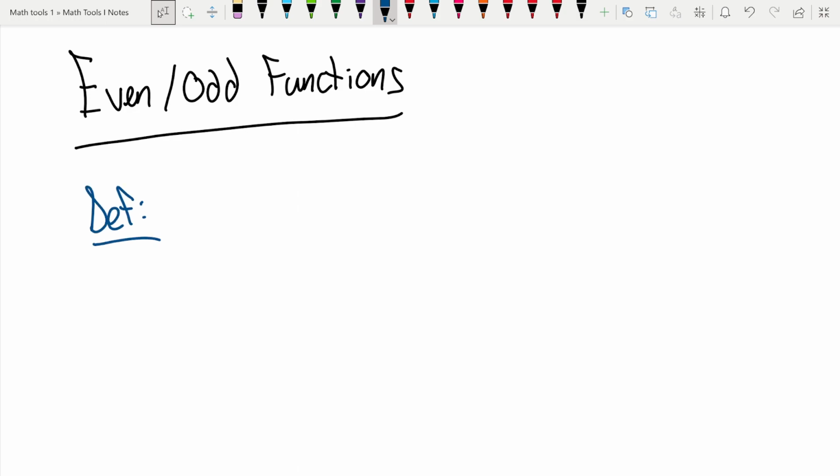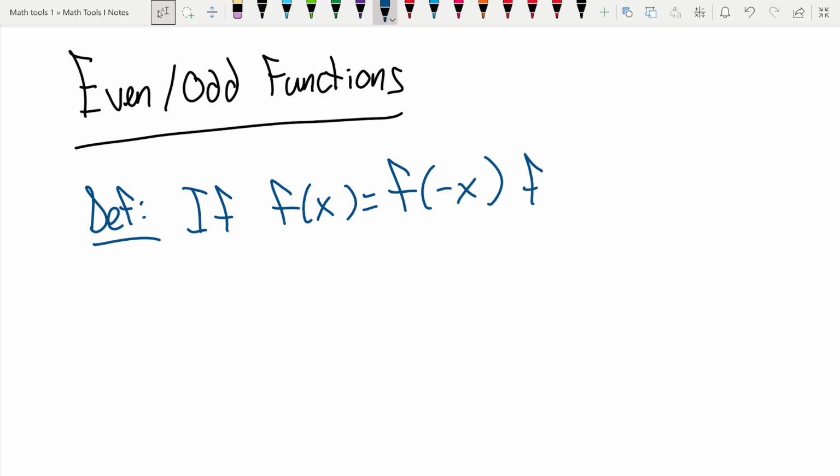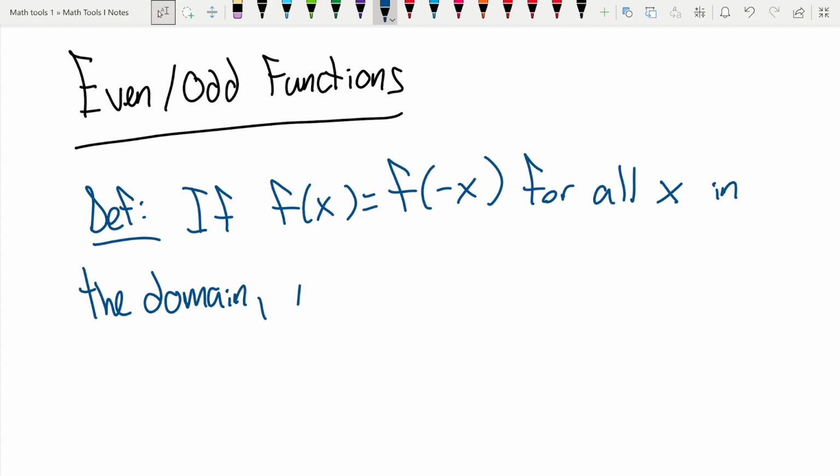Okay, so the definition of an even function is that if f of x equals f of negative x for all x in the domain, then f is an even function.